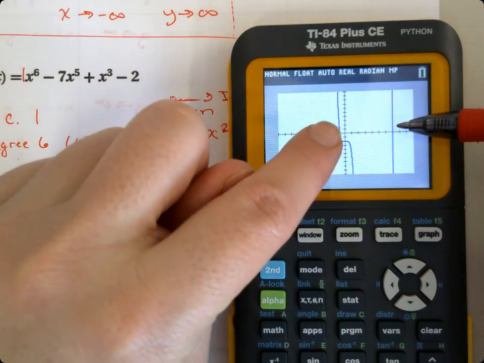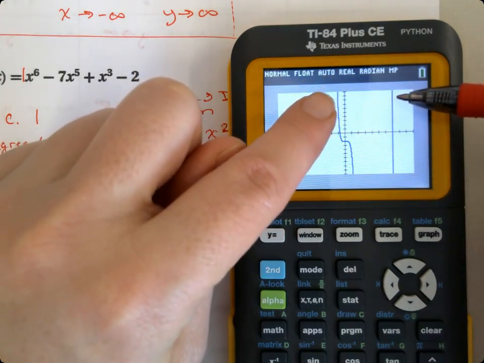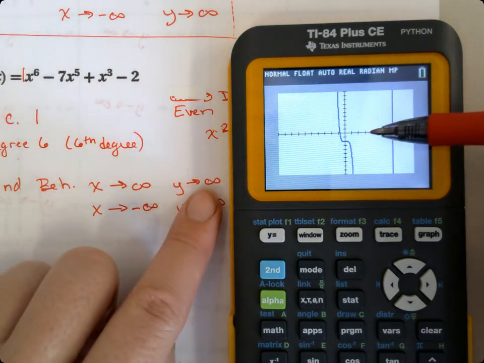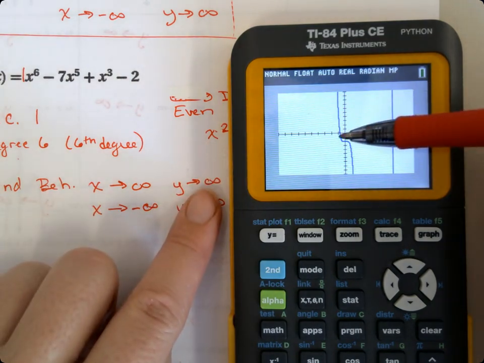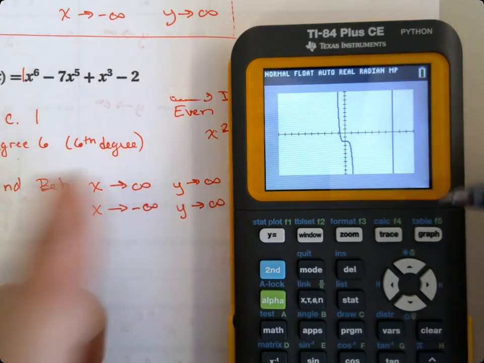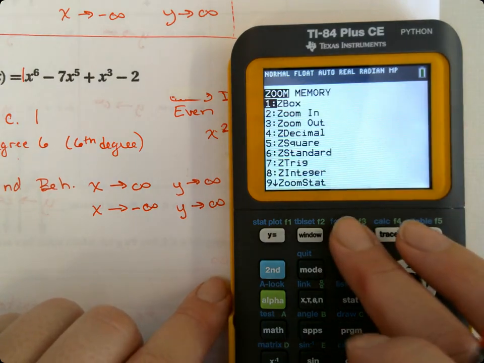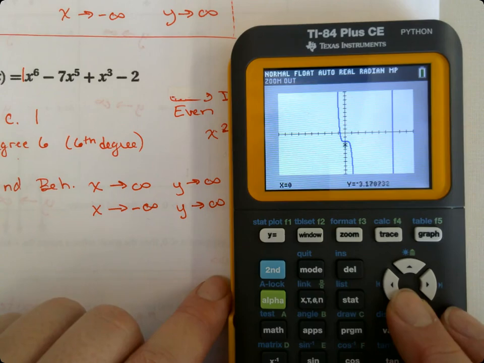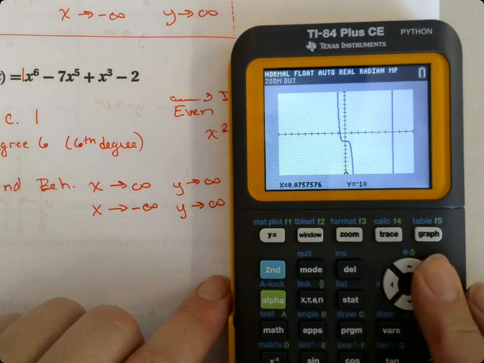So these are sort of the end behaviors here. And this is why we say it's very similar to x squared. So as x is increasing, the y is increasing. As x is going to negative infinity, the y is still increasing. Now, if you wanted to see what was happening here, you would have to zoom out. And I don't know that we could zoom out far enough to see the bottom of this graph.